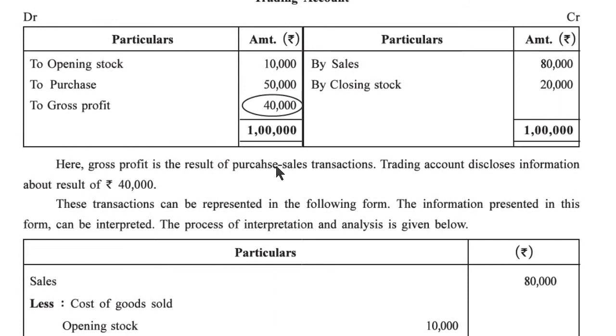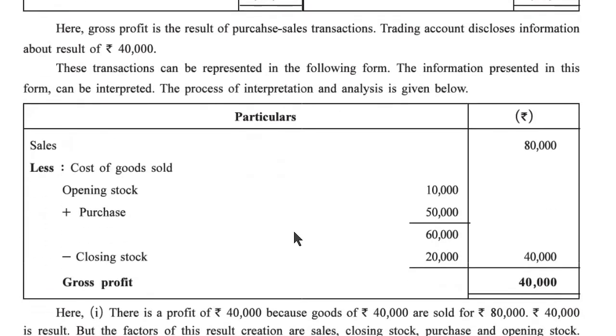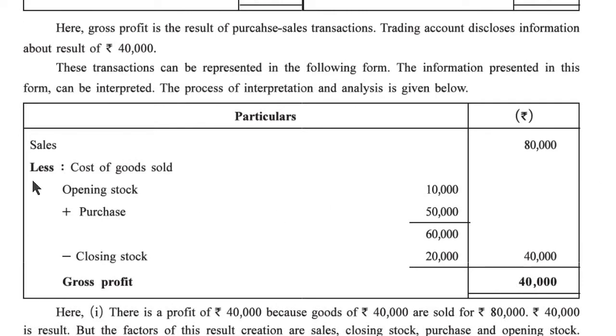Here the gross profit is the result of the purchase and sales transactions. The trading account discloses information about the result of 40,000. These transactions can be represented in the following form. The information presented in this form can be interpreted. The process of interpretation and analysis is given below. Sales 80,000. Less cost of goods sold: opening stock 10,000 plus purchase 50,000, 60,000, minus closing stock 20,000. 60 minus 20 gives 40,000.